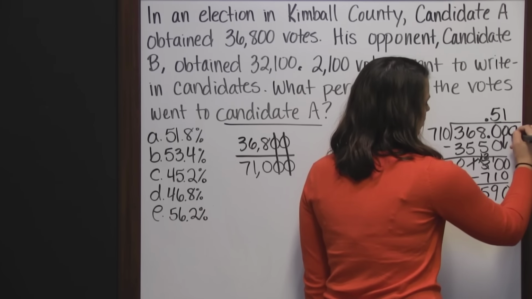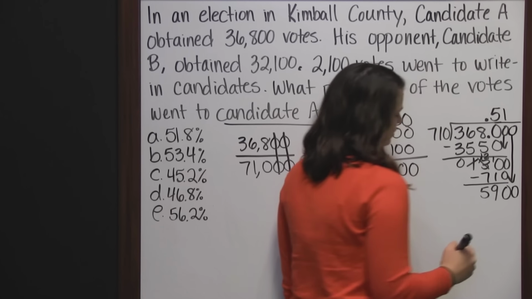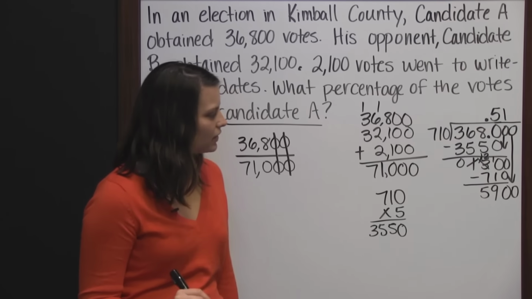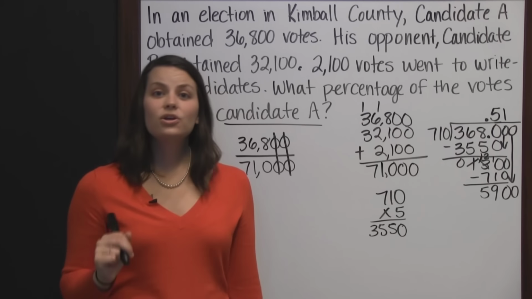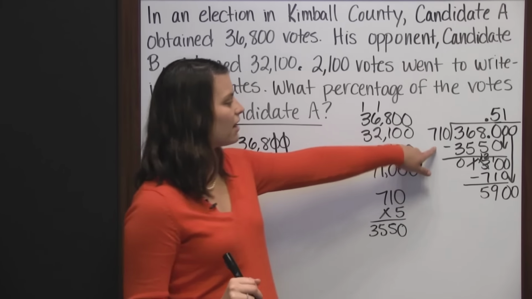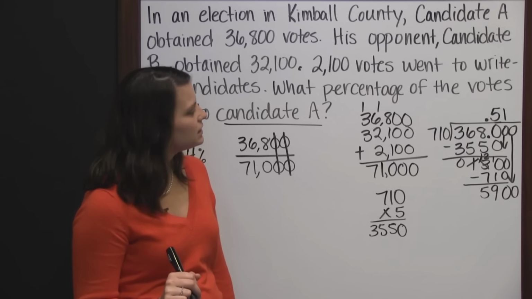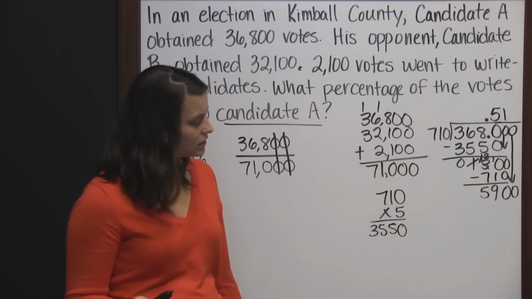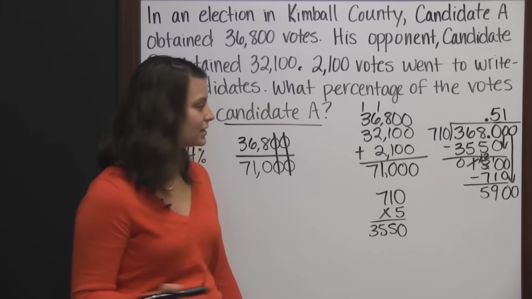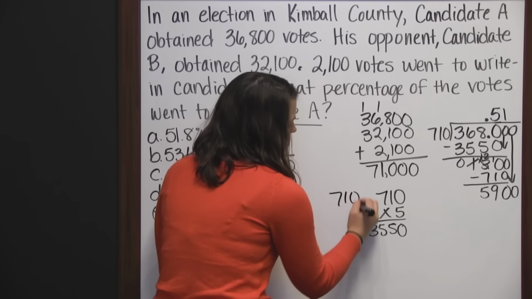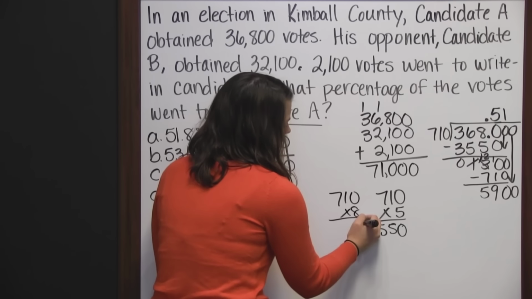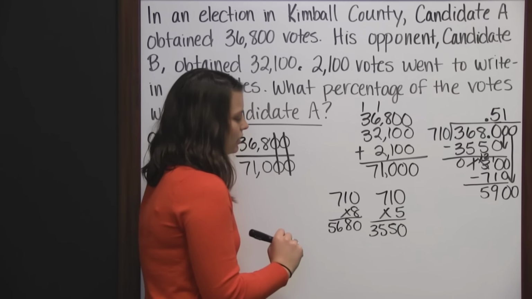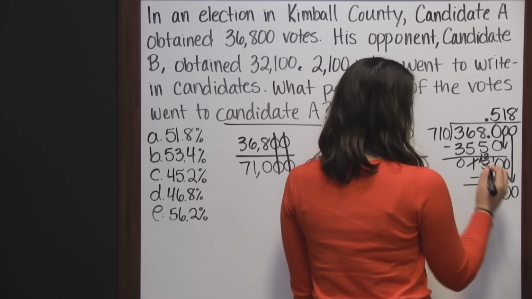So we need to add another 0 and bring it down. So now we need to know how many times 710 goes into 5,900. So I'm again going to use that compatible number of 700. So let's see, 700 times 8 would be 5,600. So I'm thinking it goes in there about 8 times. That's 0, and that's 8, and that's 56. So yes, that's very close. So that's 8.